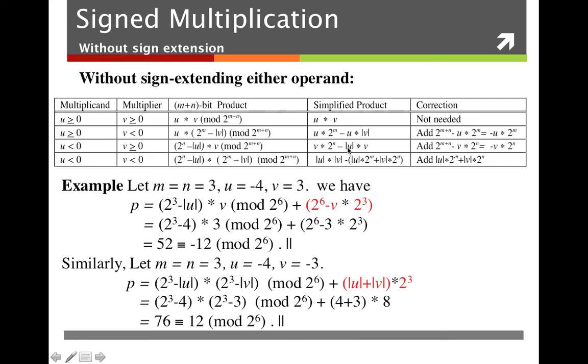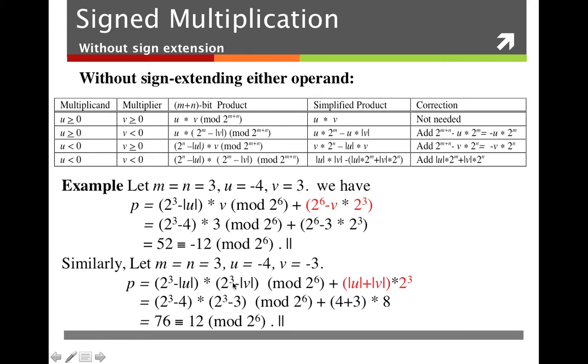Now this is the case where you need a correction to be made, and the correction that is required is processed by adding this quantity here, which was this correction that we talked about, 2 to the 6 minus v times 2 to the n. So since v is equal to 3, and 2 to the n in this case is 2 to the 3, that's the correction portion, and this is the actual thing that you generate by way of multiplication. At the end of the correction you get 52, which is actually equal to minus 12 in 6 bits, and that's what you wanted to get because you multiplied minus 4 by 3.